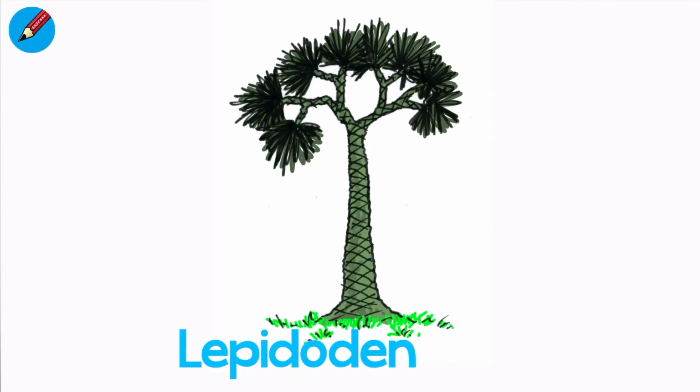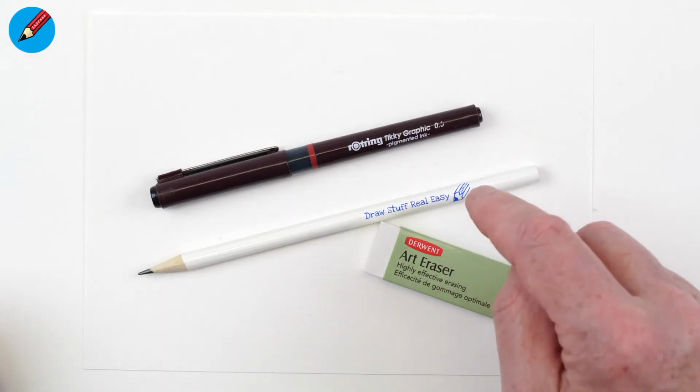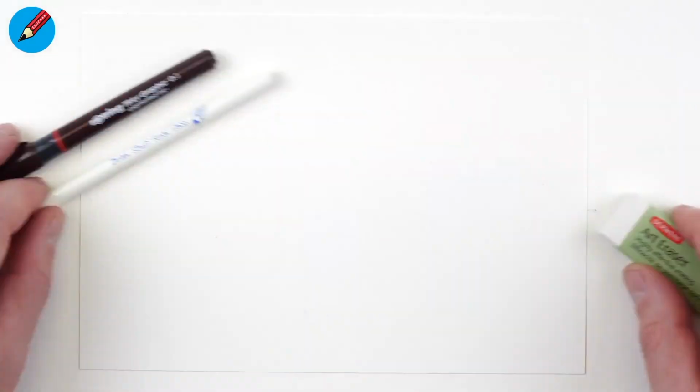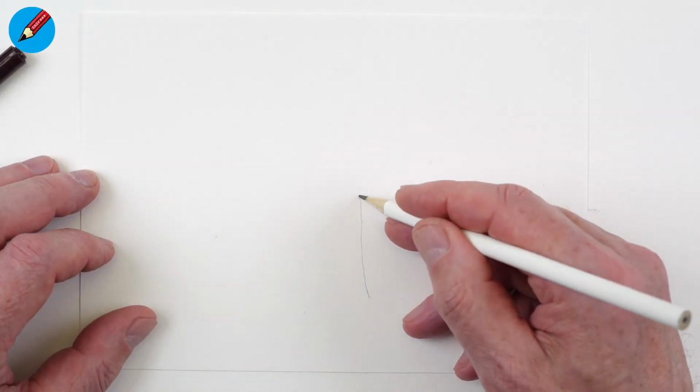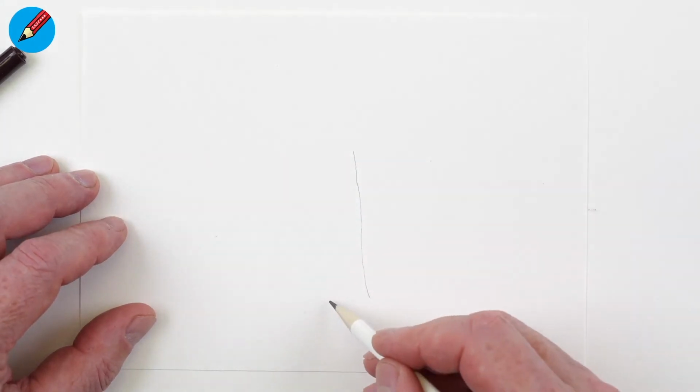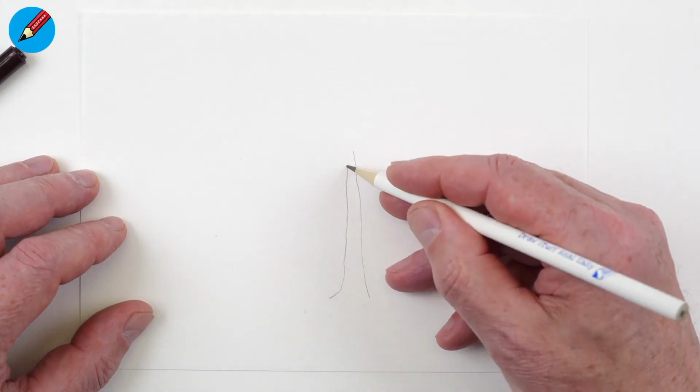This video shows you how to draw a prehistoric tree. You will need a pen and a pencil and an eraser. Now we're going to use the pencil very gently, hardly touching the paper, and this is to help us position the drawing where we want it to be.